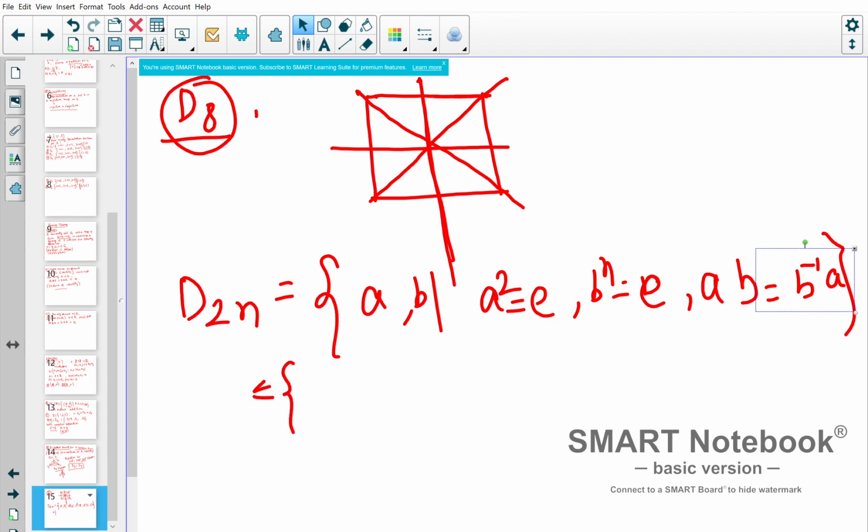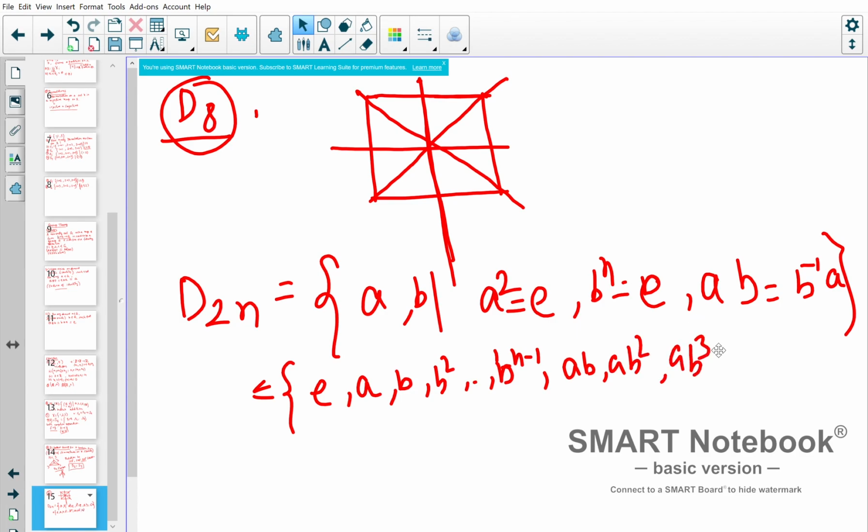And how will this look? It will be of this form: you have identity, and then a, and then b, b square up to b to the power n minus 1, where b to the power n equals identity, and then you have the products ab, ab square, ab cube and so on, up to ab to the power n minus 1. You can check there are 2n elements here. These are called the dihedral groups of symmetries, and maybe I will stop here for today's lecture.